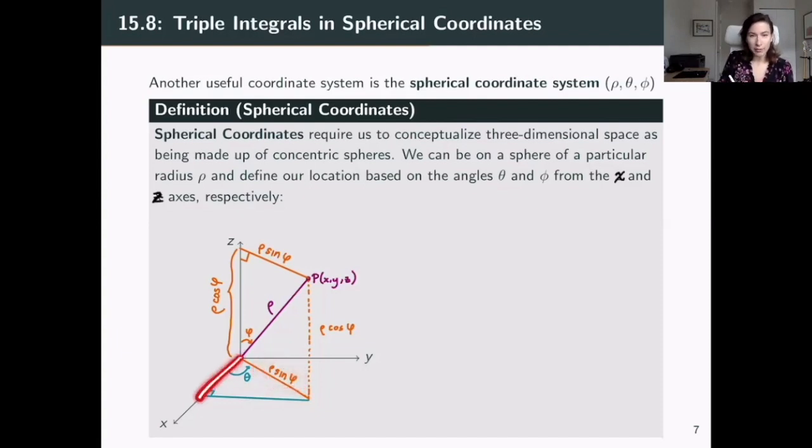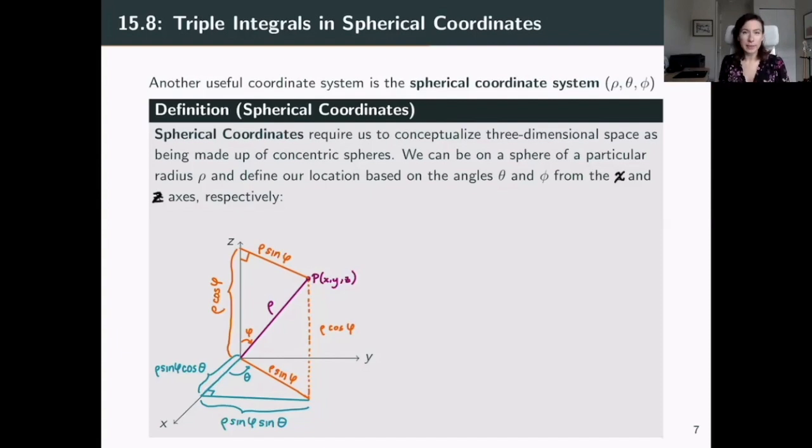So here I have the base, here I have the height, and so I'll end up having that this distance here is going to be my hypotenuse, which is rho sine phi, times sine of theta. And then on this side, because this is going to be the base, it's going to be rho sine of phi and then cos of theta.